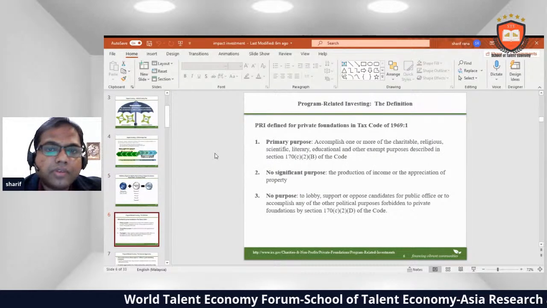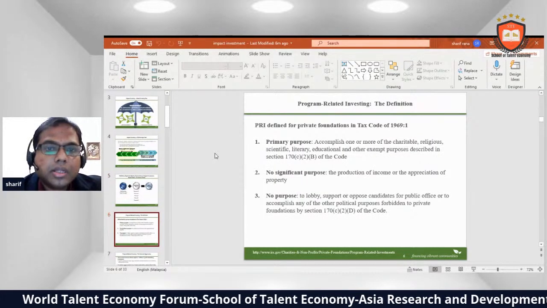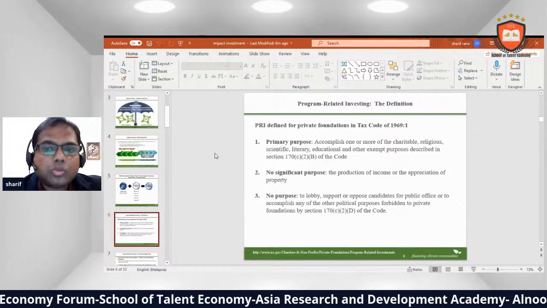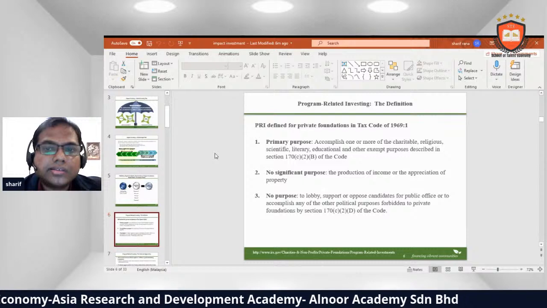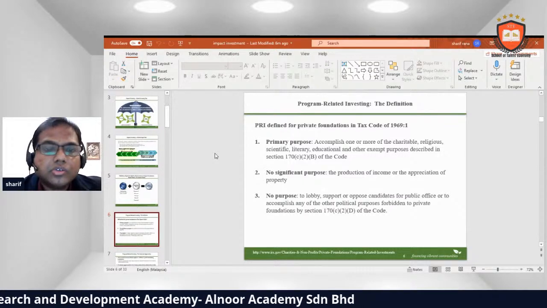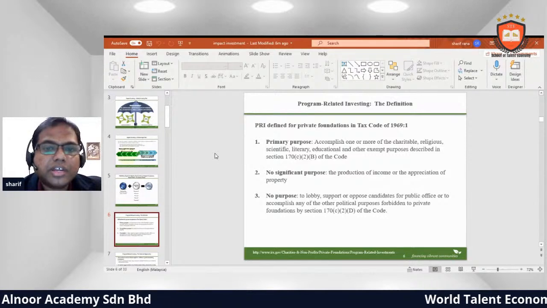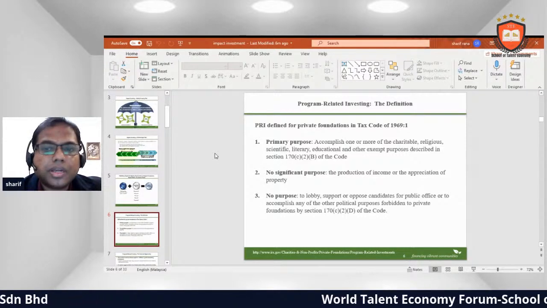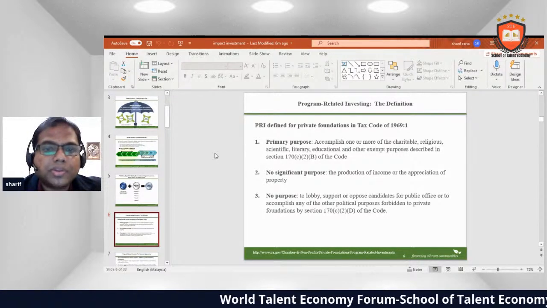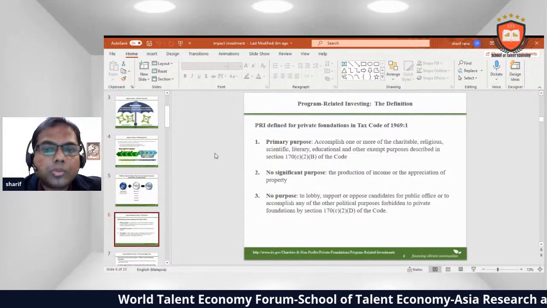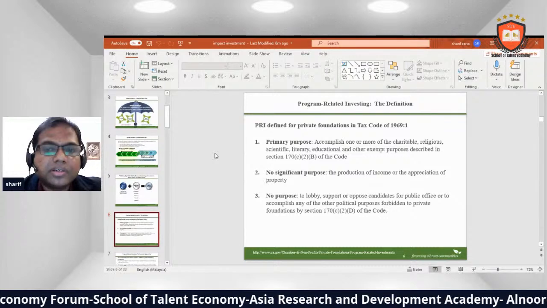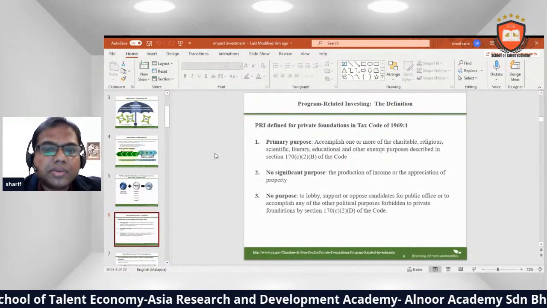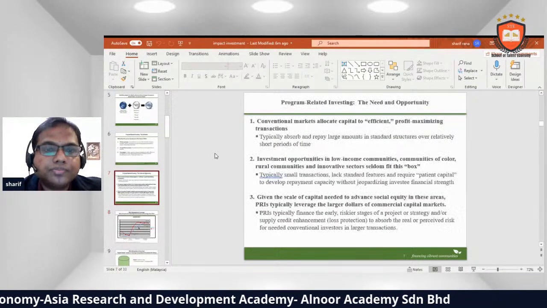PRI is defined for private foundations in the tax code. The primary purpose is to accomplish one or more of the charitable, religious, scientific, literary, educational, and other exempt purposes described in section 170(c)(2)(B) of the code. No significant purpose is the production of income or the appreciation of property. No purpose is to lobby, support, or oppose a candidate for public office or to accomplish any of the other political purposes forbidden to private foundations by section of the code.